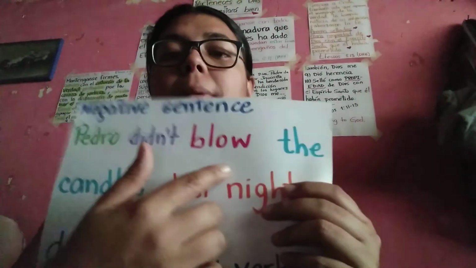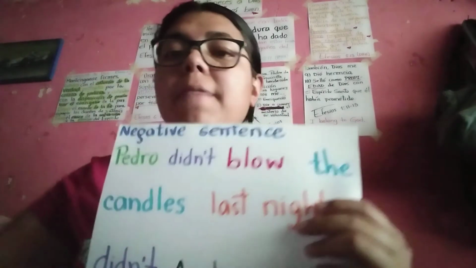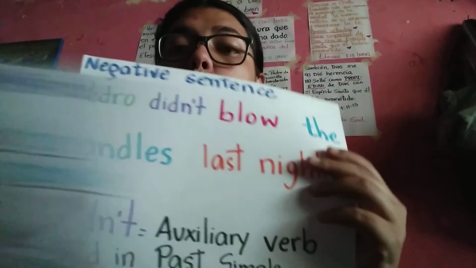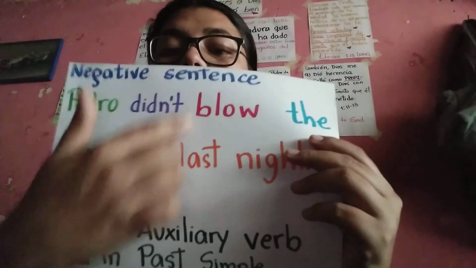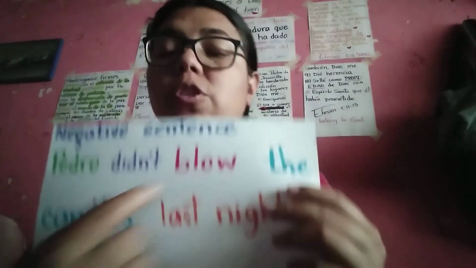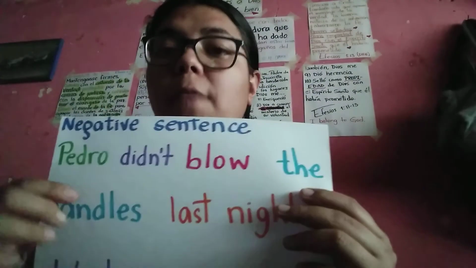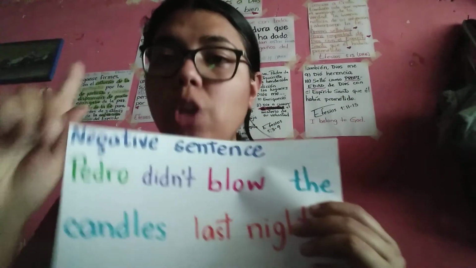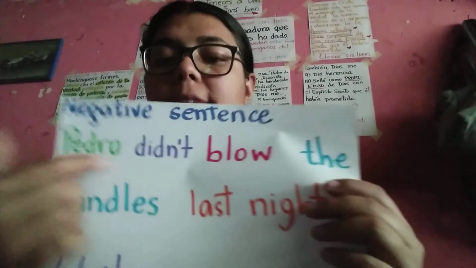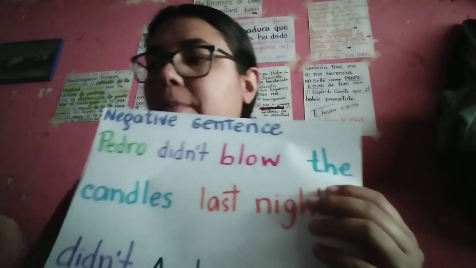Pedro didn't blow. You know, in our previous sentence we had blew, but when the auxiliary didn't shows up, my verb, which was in past tense, becomes base form. All right, do not forget about that golden rule. So Pedro didn't blow the candles last night, right?